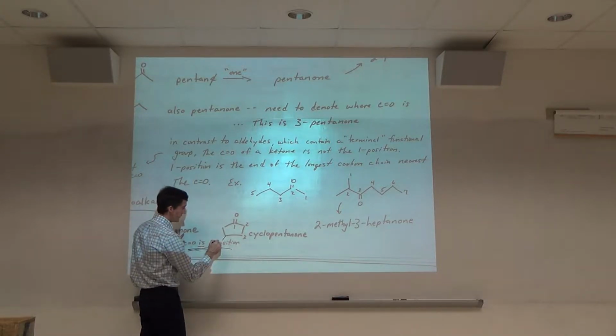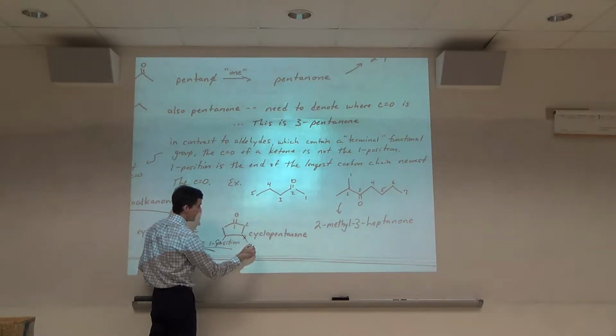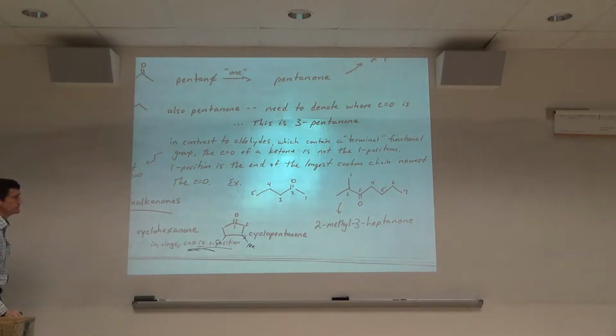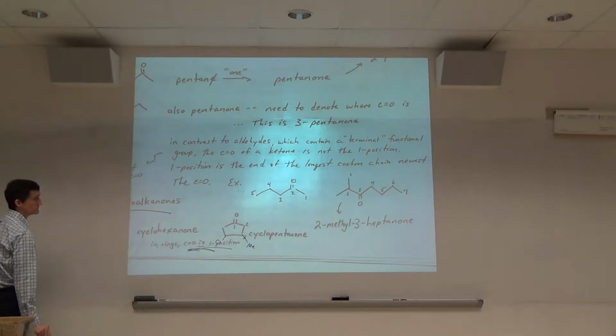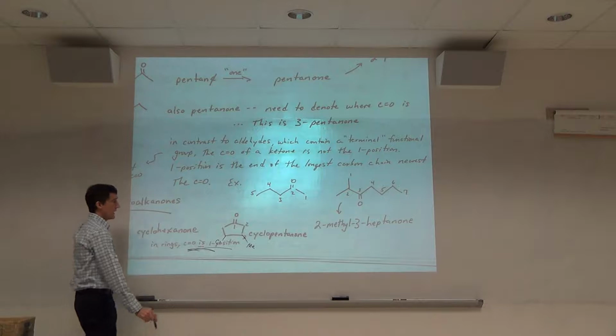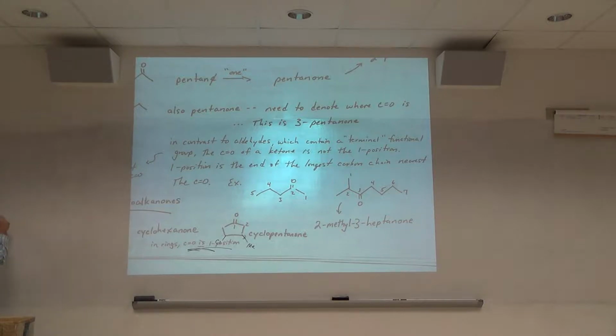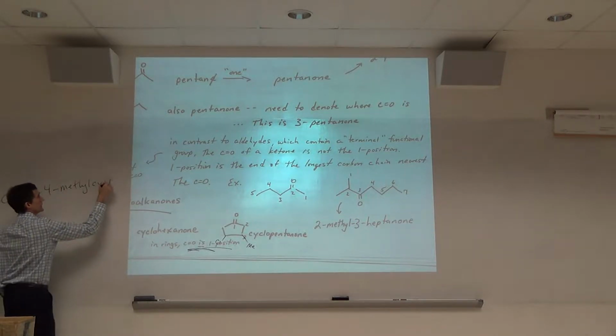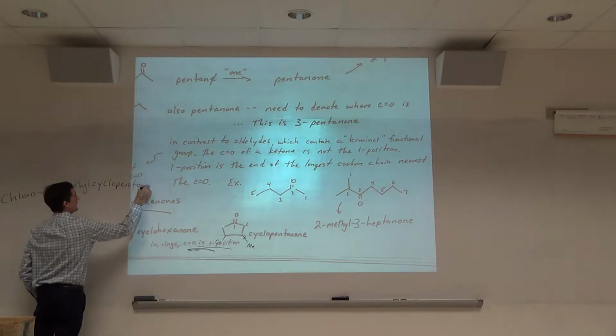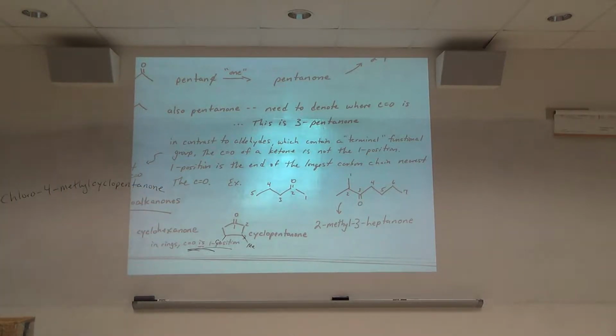So if we had a chlorine here and a methyl there, what would that be? It's either a 3,4 or a 3,4. I'd put it in alphabetical order. I would say 3-chloro, 4-methyl, cyclopentanone. The ketone is by default at the 1 position. That look right?